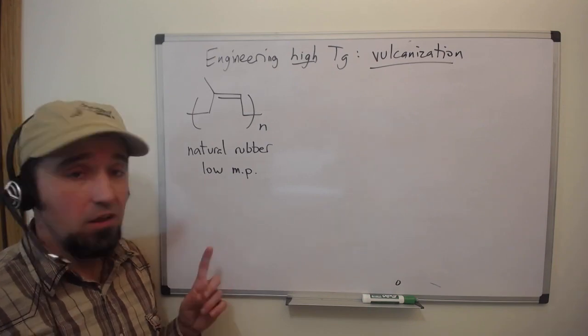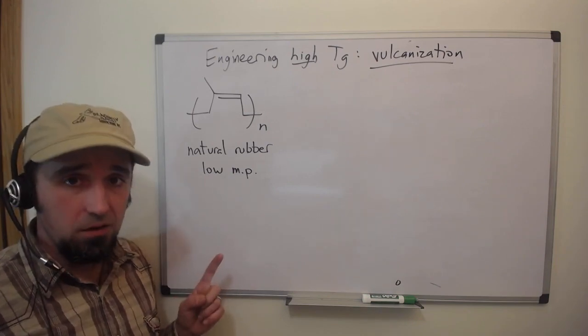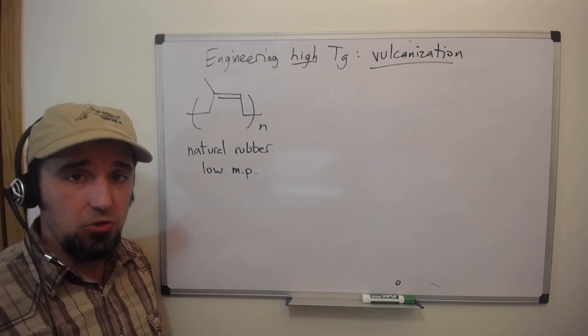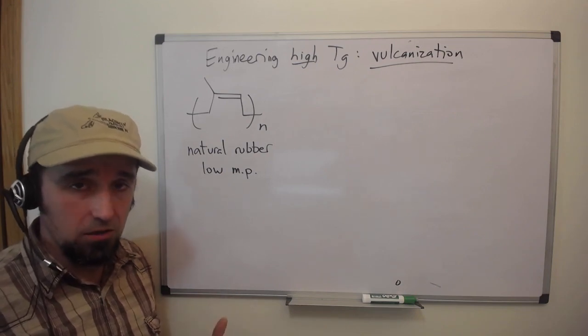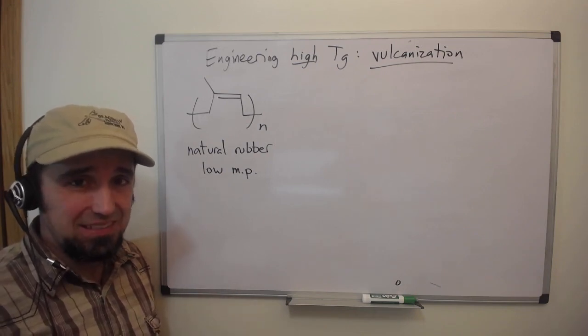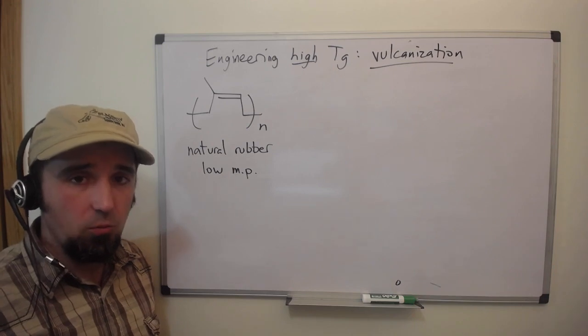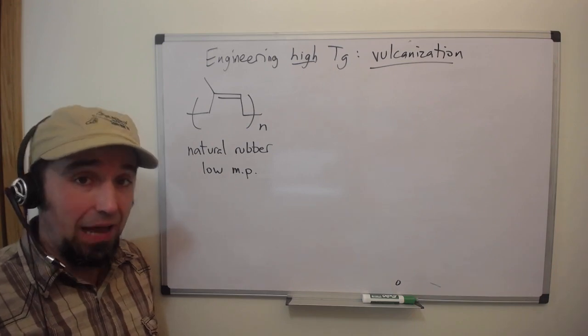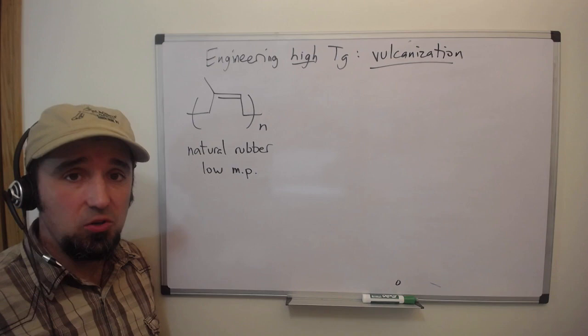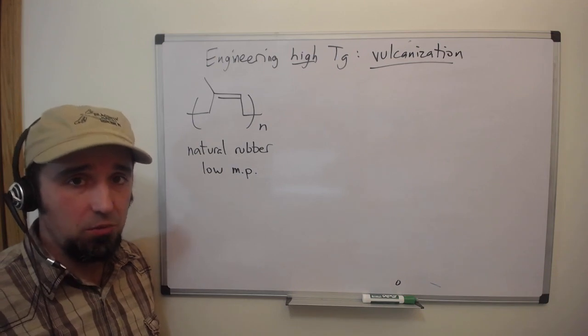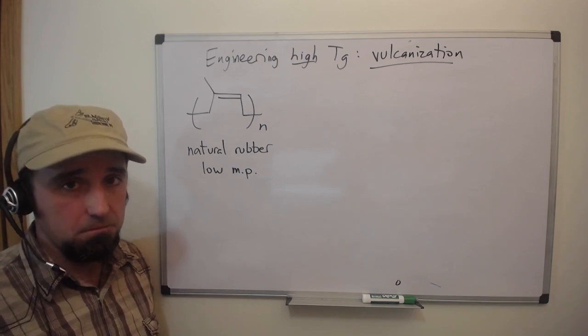Okay, so this is natural rubber. This is what comes out of the rubber tree. If you've ever had a natural rubber eraser, you know that it can get a little bit sticky and tacky, especially in a little bit warm weather. And so this would make a bad car tire, because as soon as you got it even a little bit warm, it would start to liquefy on the road.